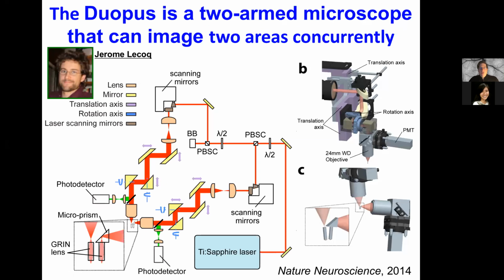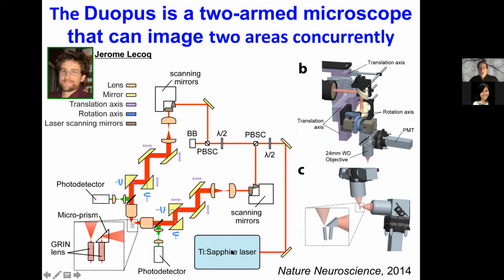Now, we can also use a complementary approach in which the animal is held in place on a more conventional looking apparatus, but is nevertheless free to behave in place. And this was an approach that was originally developed in our lab by Jerome Lecoq. He is now a senior scientist at the Allen Institute in Seattle. And with his collaborators in the group, he developed a system we call the duopus. This is a double-armed 2-photon microscope.